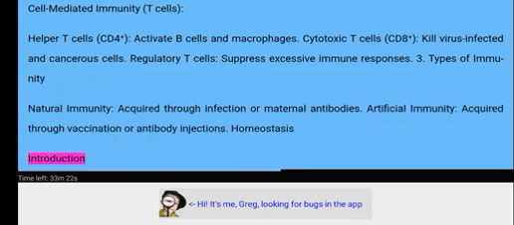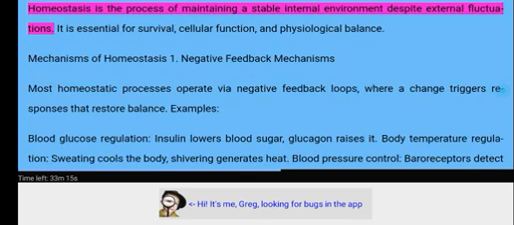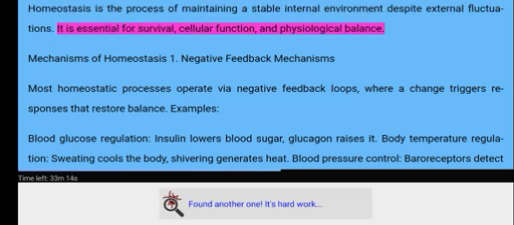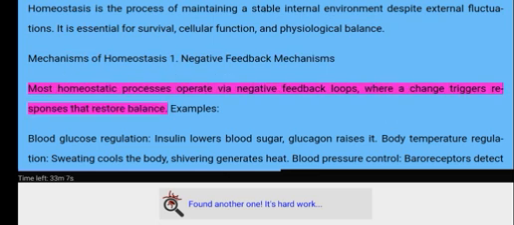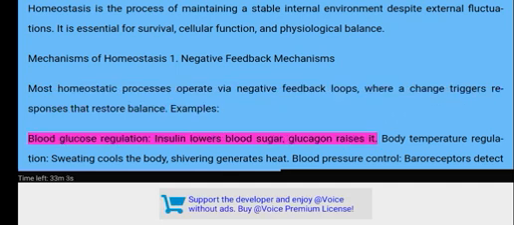Homeostasis. Introduction. Homeostasis is the process of maintaining a stable internal environment despite external fluctuations. It is essential for survival, cellular function, and physiological balance. Mechanisms of homeostasis. 1. Negative feedback mechanisms. Most homeostatic processes operate via negative feedback loops, where a change triggers responses that restore balance. Examples. Blood glucose regulation, insulin lowers blood sugar, glucagon raises it.